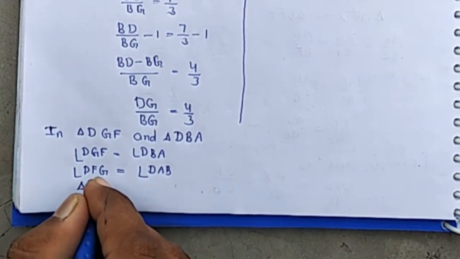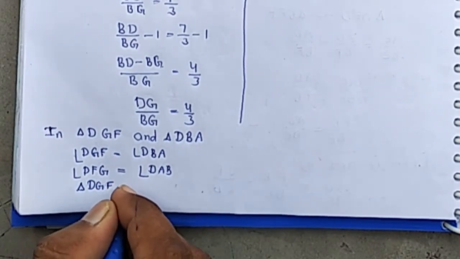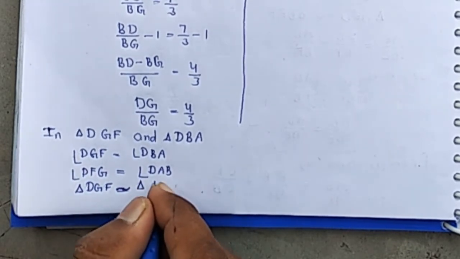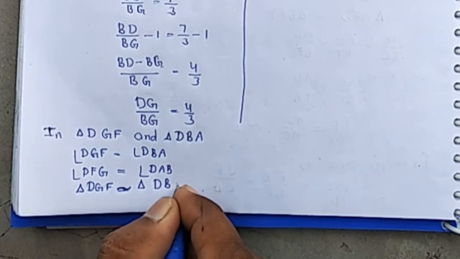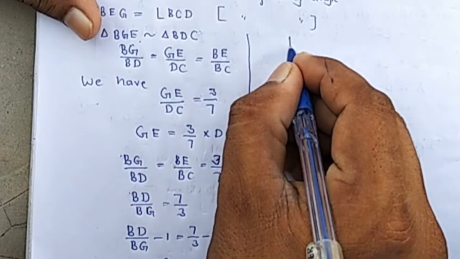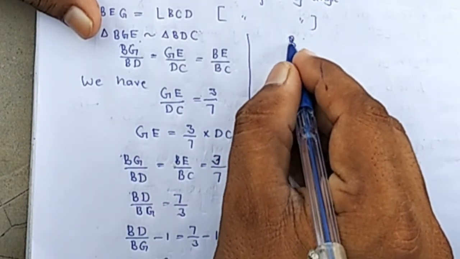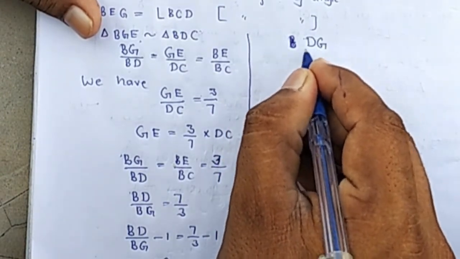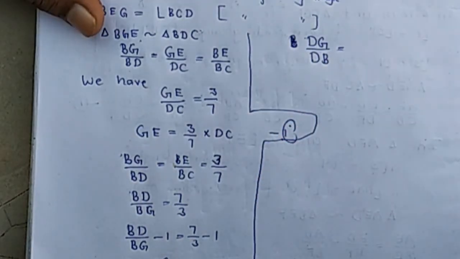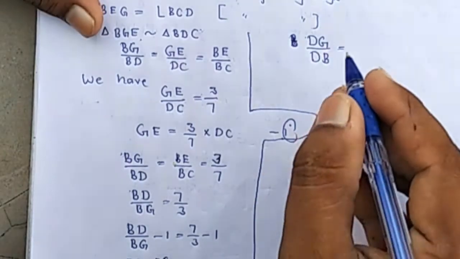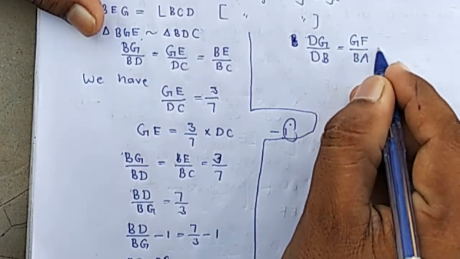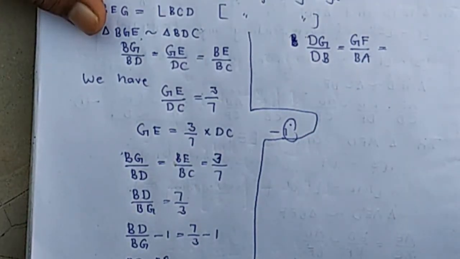It means triangle DGF is similar to triangle DBA. Now we have the ratio DG by DB is equal to GF by BA, which is equal to DF by DA.